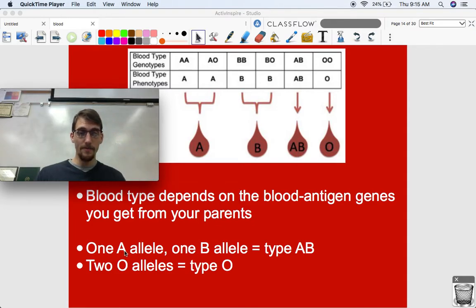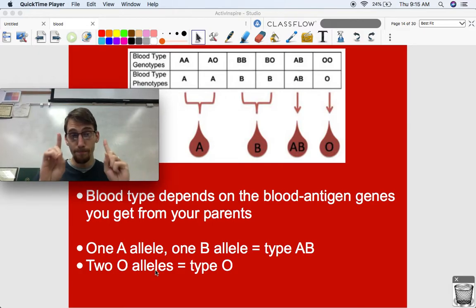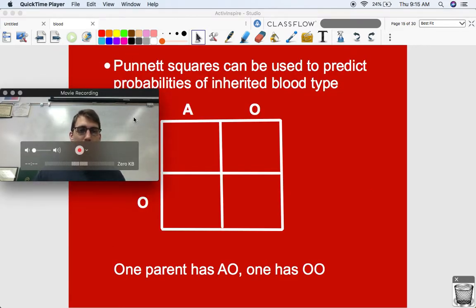So yeah, as I was saying, if you have one A allele and one B allele, you're type AB, and if you have two O's, you need to have both an O from mom and an O from dad in order to be blood type O. If you only have one O, then that means you're either A or B. All right, so let's do some Punnett squares.